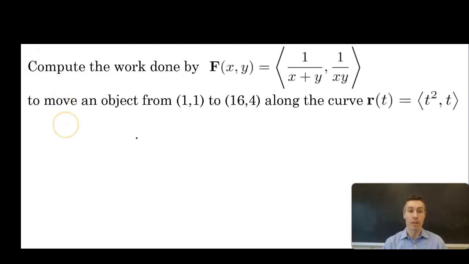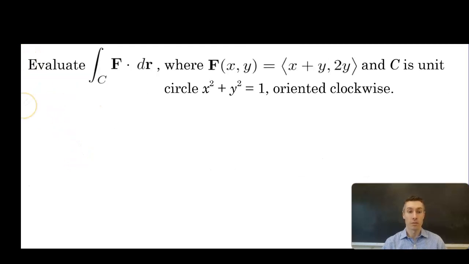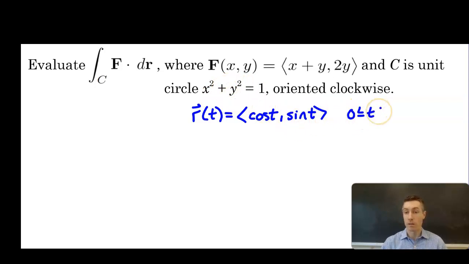So let's see what that looks like. Evaluate the integral along C of f dot dr, where the vector field is x plus y, 2y, and C is the unit circle x squared plus y squared equals 1, oriented clockwise. So we'll start by parameterizing the curve. Let's ignore the orientation for a second. So we parameterize the unit circle. So we'll say cos t, sine t is just a standard way to parameterize a circle of radius 1, and the bounds on t would be 0 to 2 pi.